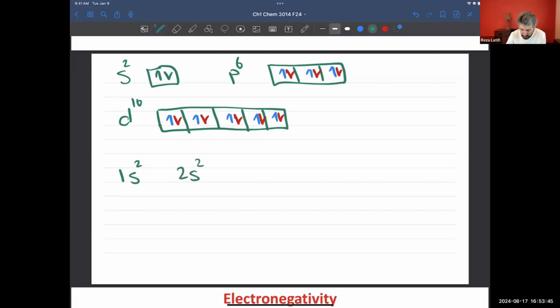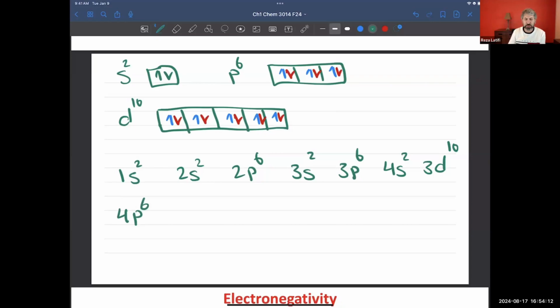Now 2s with 2 electrons, 2p, 6 electrons, 3s, 2 electrons, 3p, 6. Then I go 4s, 2, and here 3d, okay, 3d, 10. And after 3d, again, we're going to have 4p. Okay, 4p can accommodate 6 electrons. That should be more than enough, honestly, to accommodate most of the non-metals.